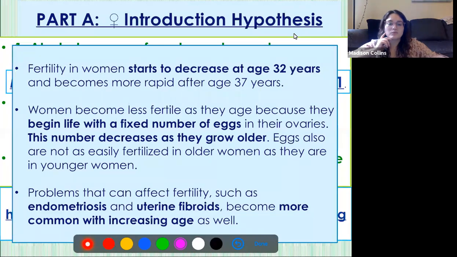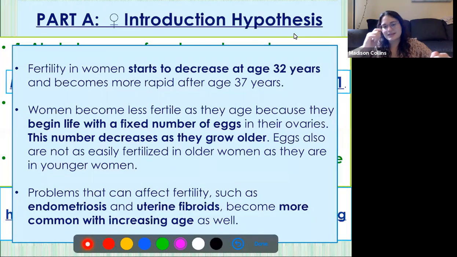Now, women become less fertile as they age because, as we just said, they begin life with a fixed number of eggs in their ovaries. And that number is going to decrease as they grow older because every single month, as soon as a woman starts having her menstrual cycle, she's going to release an egg every single month. So that number is going to decrease as she gets older. Now, eggs are also not as easily fertilized in older women as they are in younger women. Again, as we get older, things start working a little bit less well, and that is just part of the aging process.